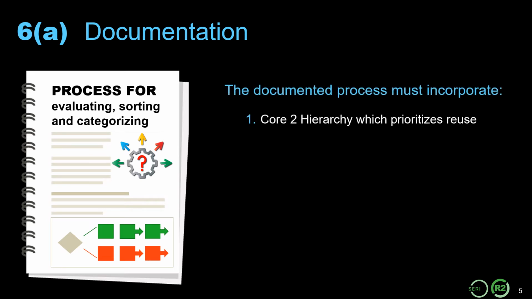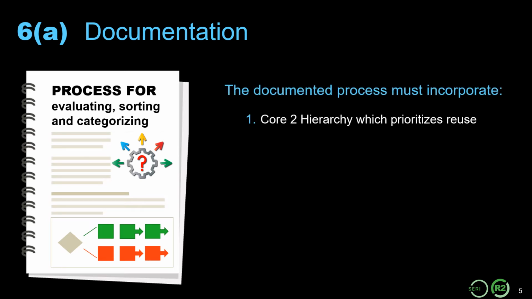The first step in the sorting and categorization process is to define and document how the electronic equipment will be identified, evaluated for reuse, and sorted for R2 processing. Documenting this process ensures the consistent identification and evaluation of all material streams, including any changes to categories as a result of processing.